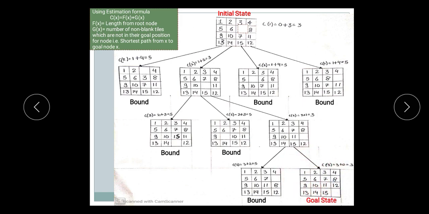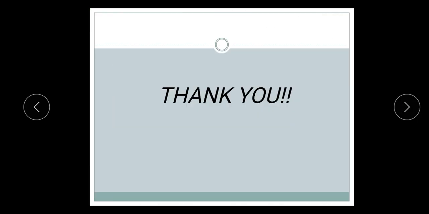In this way, calculating the cost helps us to choose our next e node, that is which node we need to expand, and with the help of proper moving positions of our empty slot, we can get our goal state. I hope you understood how to solve the 15 puzzle problem with the help of the branch and bound method, and this session will be helpful for you.